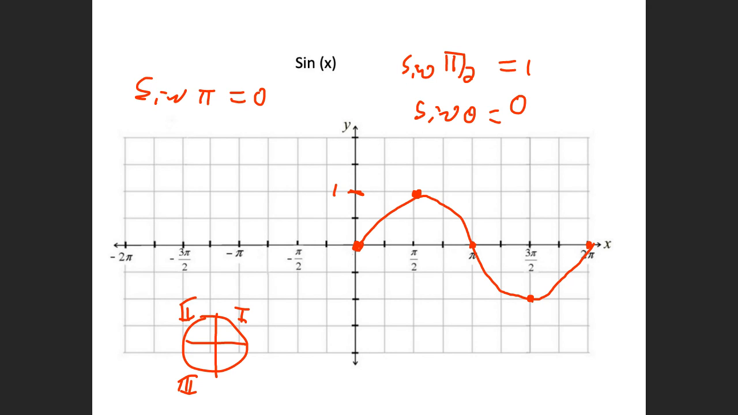So if I asked you to find the sine of 270 degrees, I wouldn't do a whole lot of work. I just look at this and say, oh, 270 degrees is the same thing as 3 pi over 2. It's negative 1. But you always have to understand that it's going to be negative because it's in the lower quadrant. So the sine graph, memorize that.